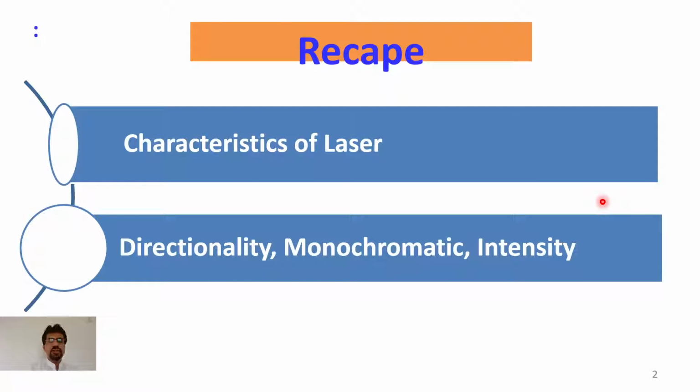Friends, in the previous lecture I have taken the three characteristics of the laser such as the directionality, monochromaticity and the intensity.